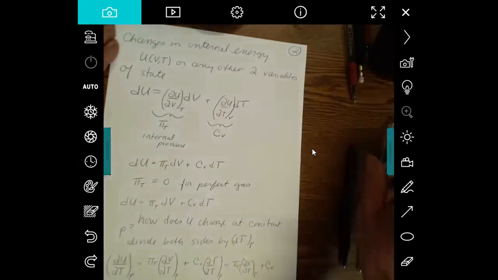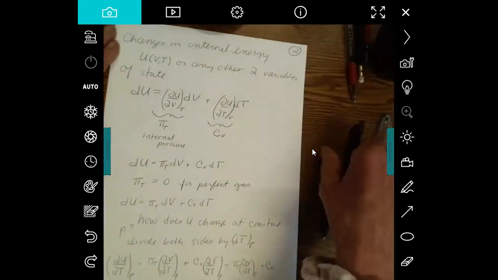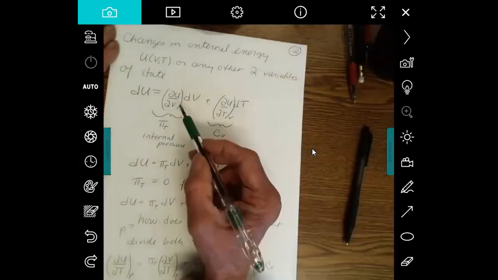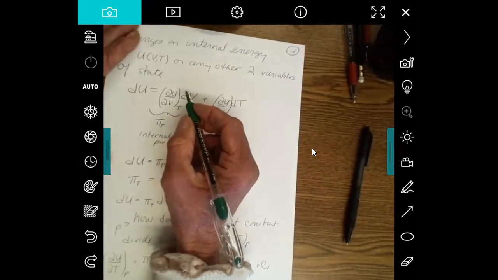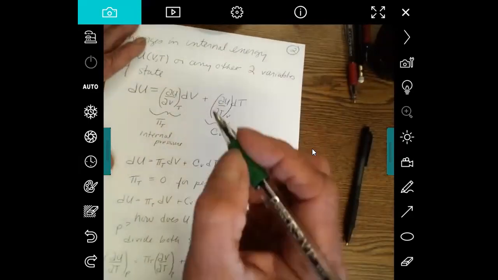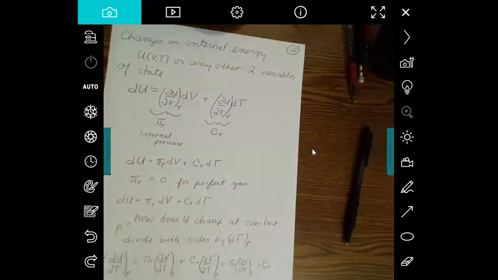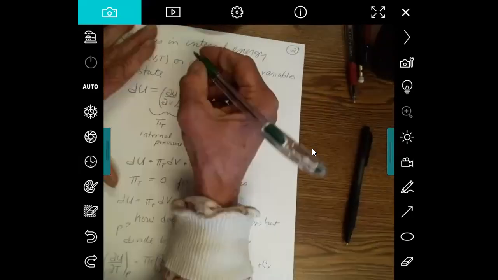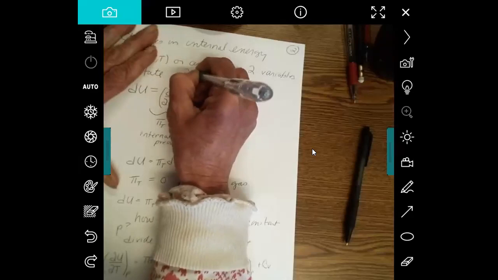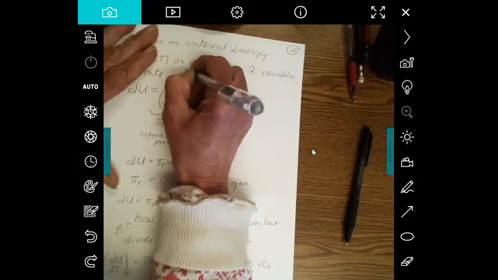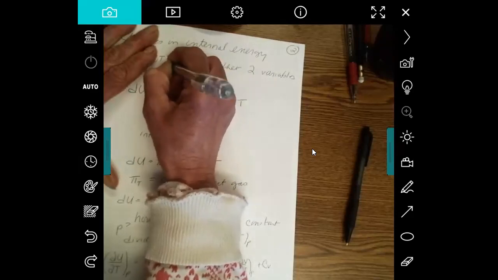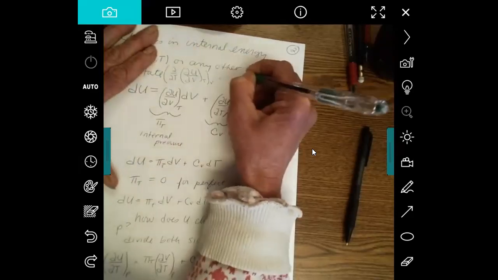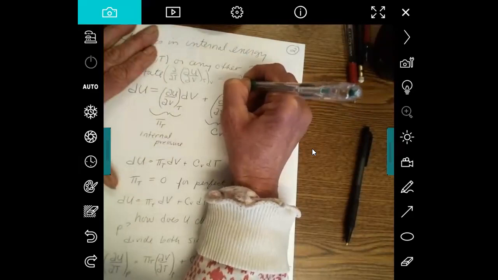But right here, I want to take a second just to really define what it means to say that this is an exact differential. So an exact differential for a state function means that it's independent of path. So let me just write this out.